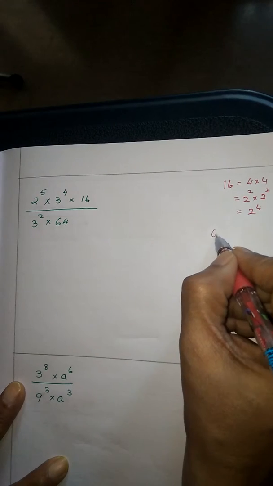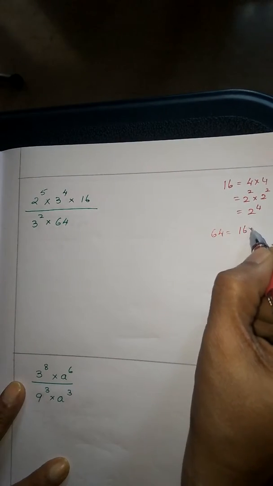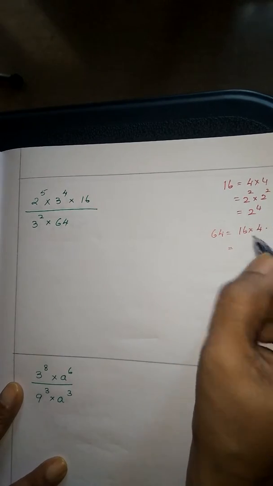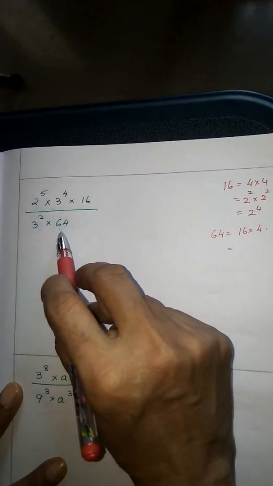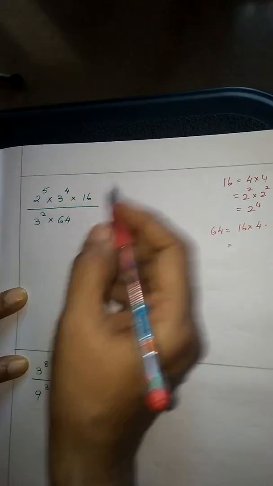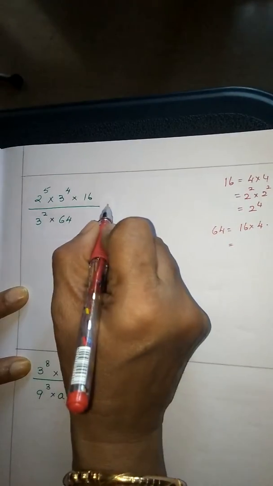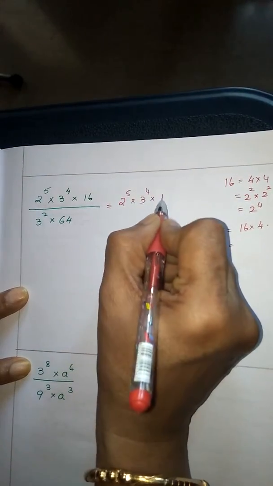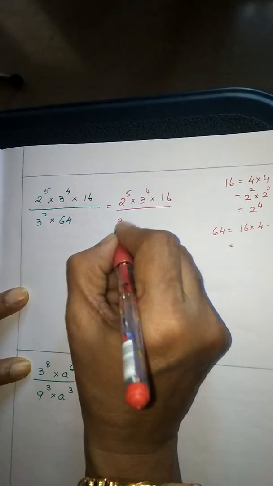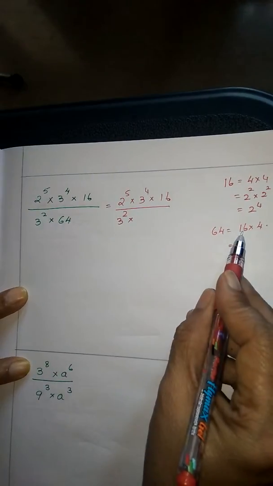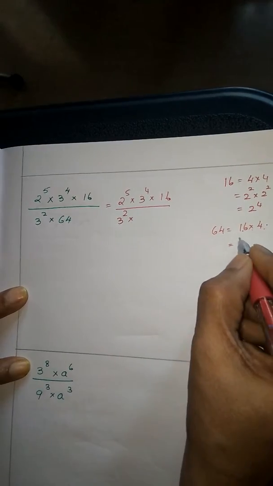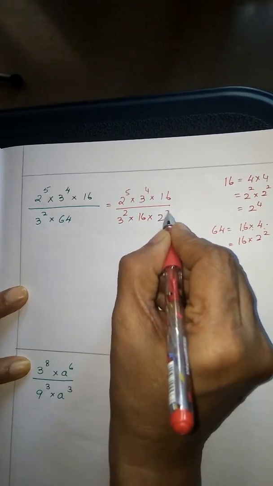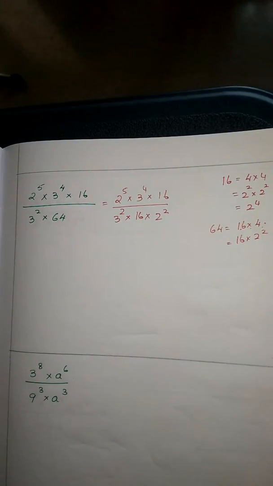Now 64 is equal to 16 into 4. So we can also write it in this way, 2 to the power of 5 into 3 to the power of 4 into 16 by 3 squared into 64, which can be written as 16 into 4. 4 can be written as 2 squared, so 16 into 2 squared. So now 16 and 16 will cancel.